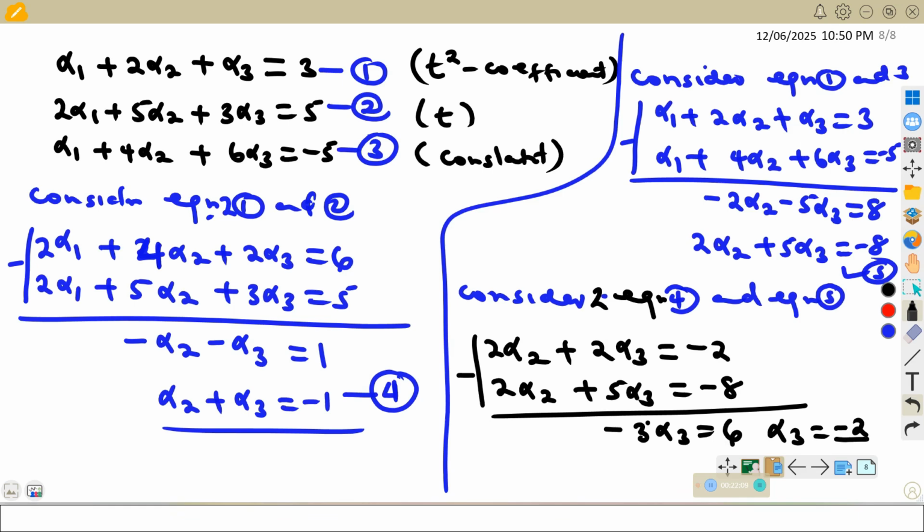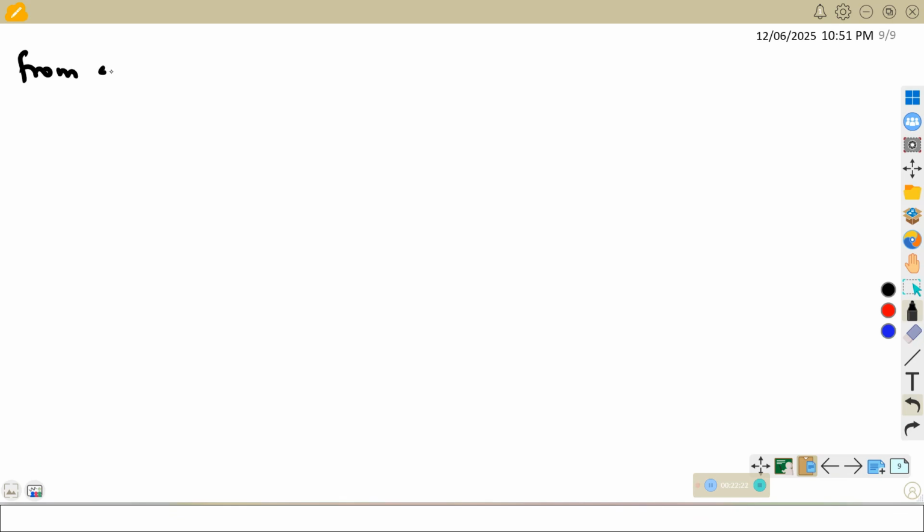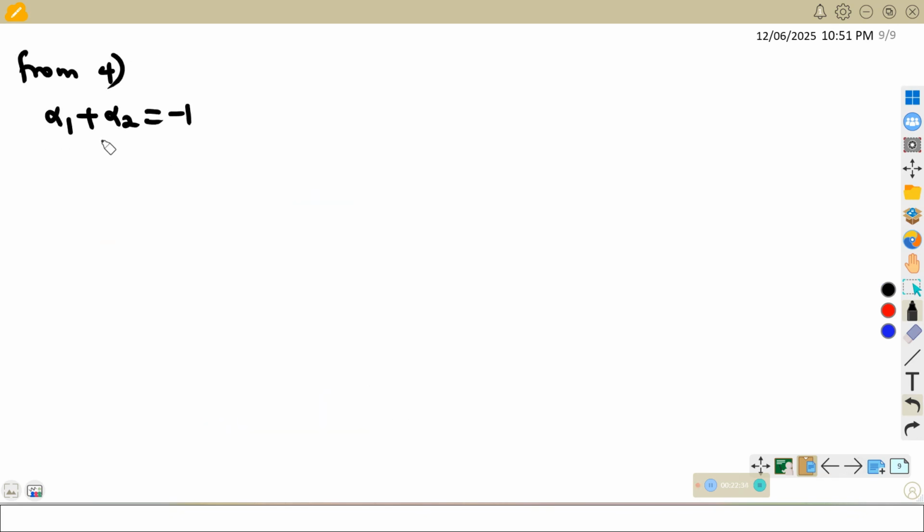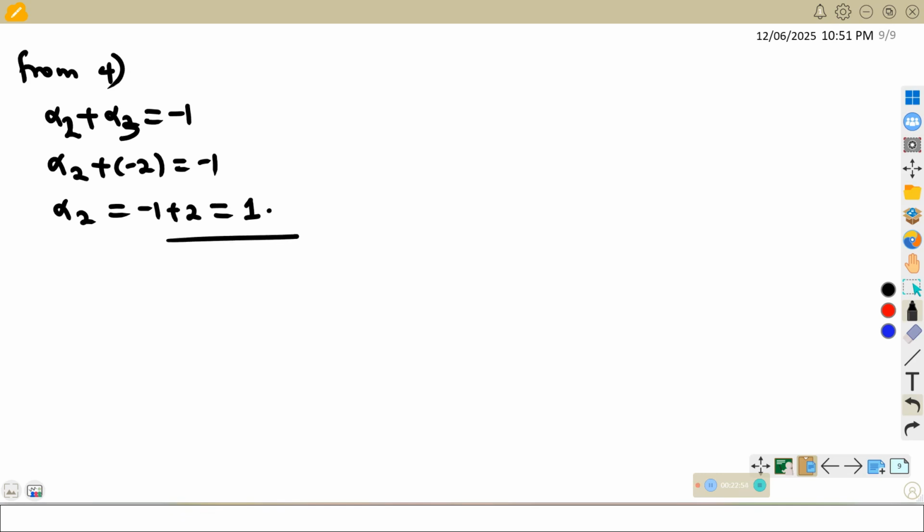So alpha 3 is negative 2. Having got alpha 3, we can go on and get alpha 2. Let us use equation 4. From 4, we have alpha 2 plus alpha 3 is equal to negative 1. So alpha 2 plus negative 2 is equal to negative 1. So alpha 2 is equal to negative 1 plus 2, which is positive 1. So alpha 2 is positive 1.